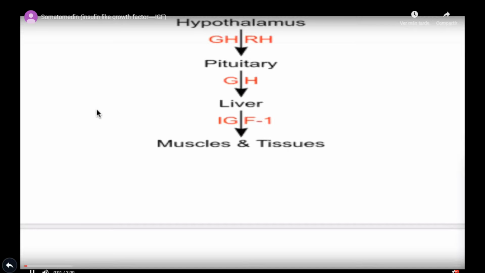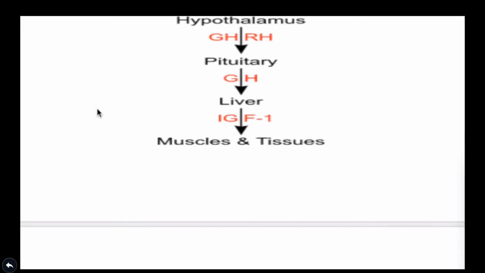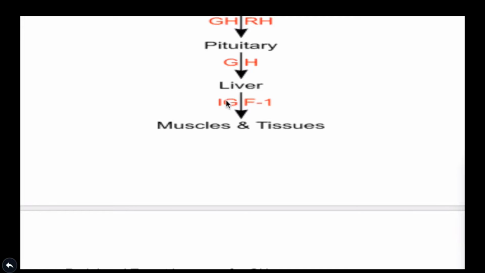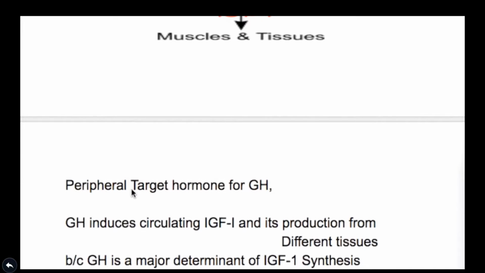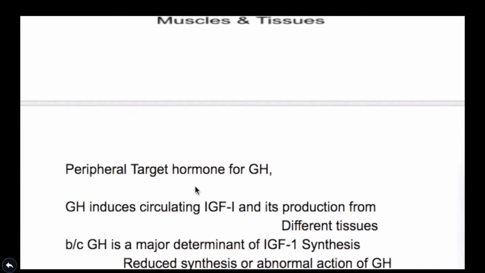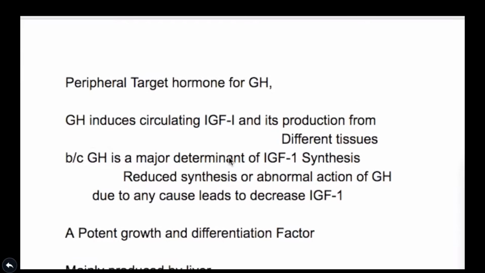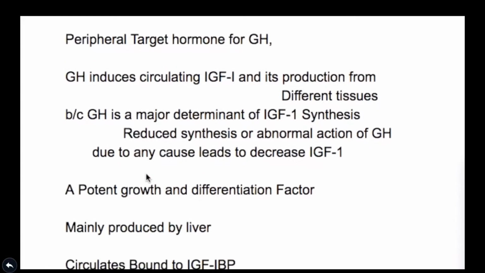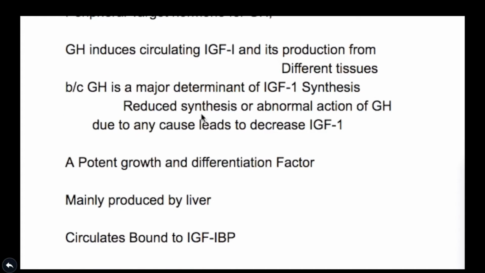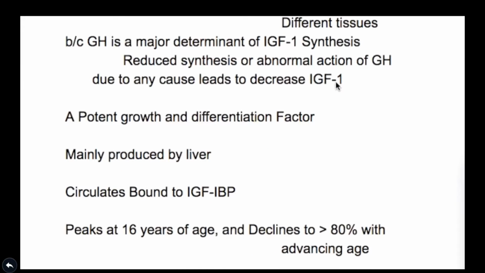In this video, we'll discuss insulin-like growth factor 1. IGF-1 is produced mainly from the liver by the action of growth hormone produced by the pituitary. It's a peripheral target hormone for growth hormone. GH induces circulating IGF-1 and its production from different tissues, mainly from the liver. Because GH is a major determinant of IGF-1 synthesis, a reduced synthesis or abnormal action of growth hormone due to any cause leads to a decreased insulin-like growth factor 1.